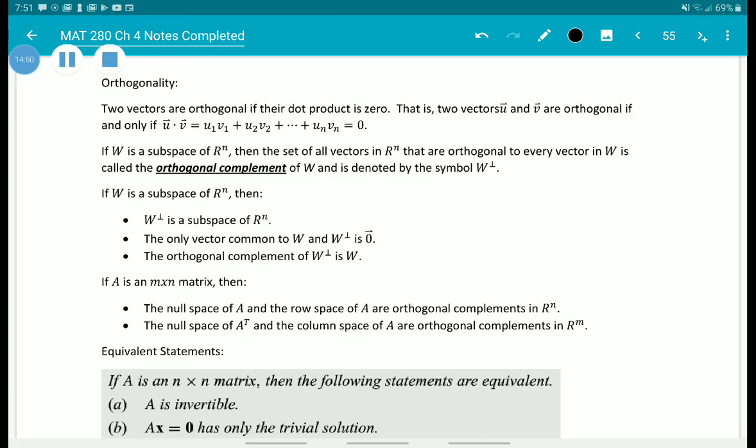So if W is a vector space of Rn, then the set of all vectors in Rn that are orthogonal to every vector in W is called the orthogonal complement of W. And notice the notation we're using here. We're using that perpendicular notation, and that is a superscript on W. So now we're going to start talking about complements and what does it mean to be an orthogonal complement of a vector space.